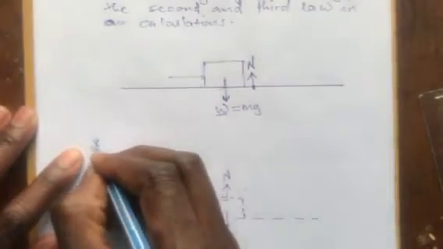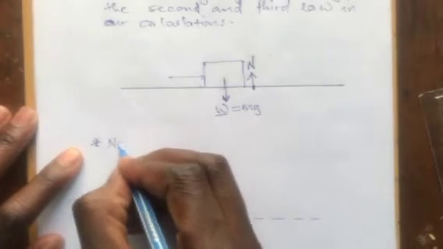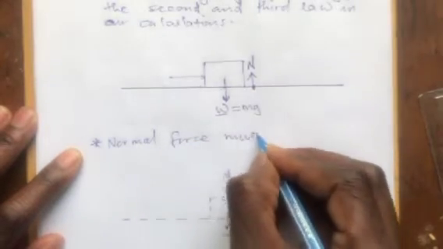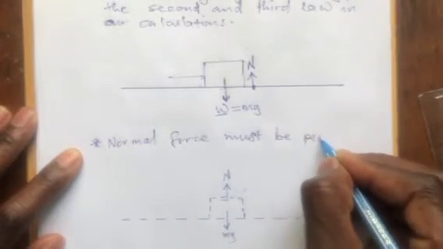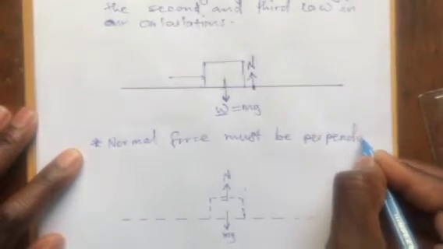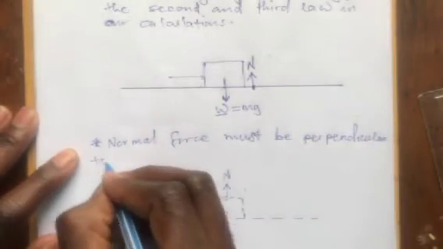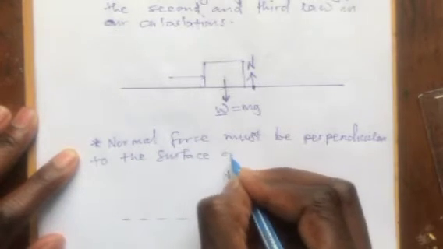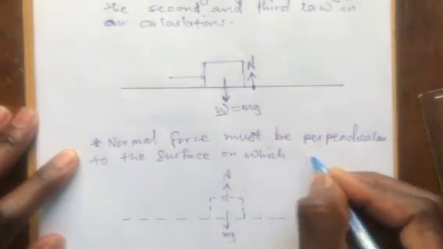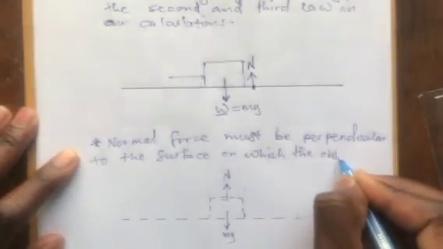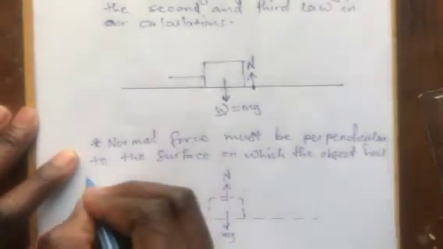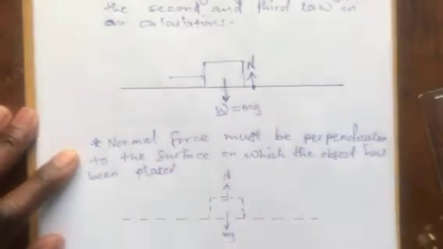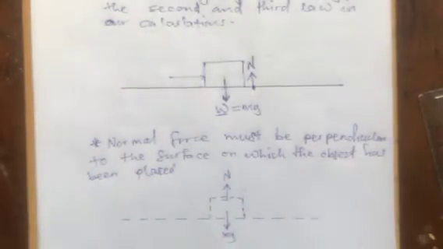So a point here, I'll say normal force must be perpendicular to the surface on which the object has been placed. And then the weight force should always be pointing vertically downwards.